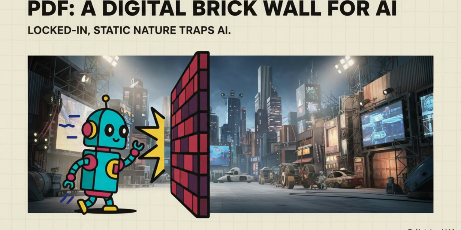And here's the big twist. That's the exact same feature that makes a PDF so perfect for people. It also locks it in and makes it static in nature, which makes it a complete and total trap for artificial intelligence. To an AI tool, a PDF isn't a script, it's a digital brick wall.